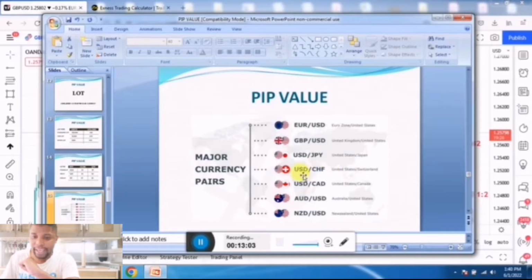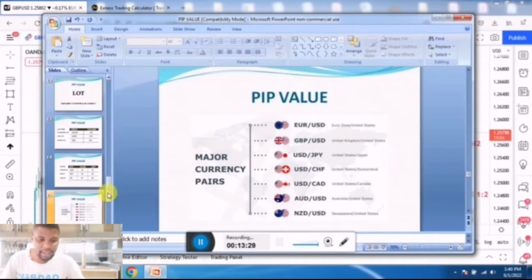Again, on USD CHF, this case it changes, and on USD CAD again, this case it changes. Then Aussie dollar, the base currency is the Australian dollar and the quote currency is the US dollar. New Zealand dollar, the base is the New Zealand dollar and the quote currency is the US dollar.